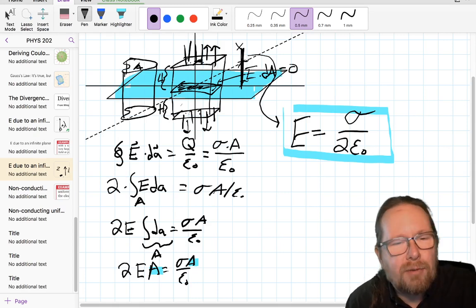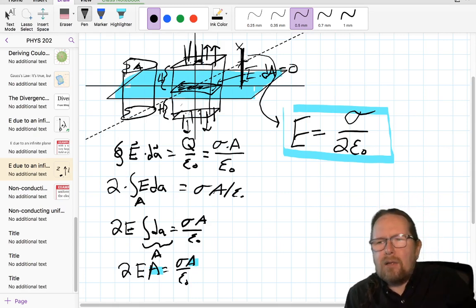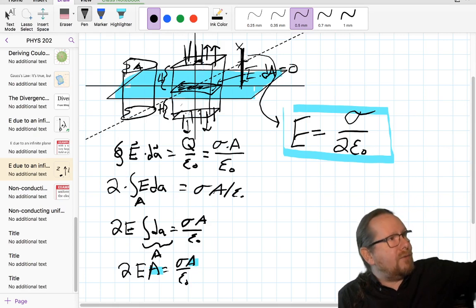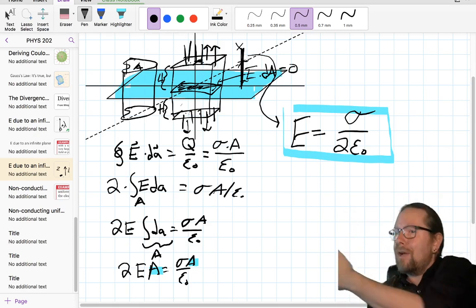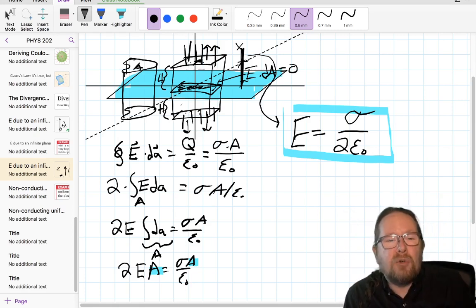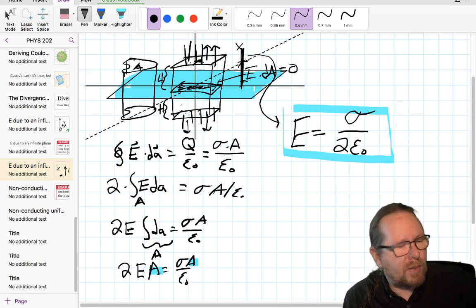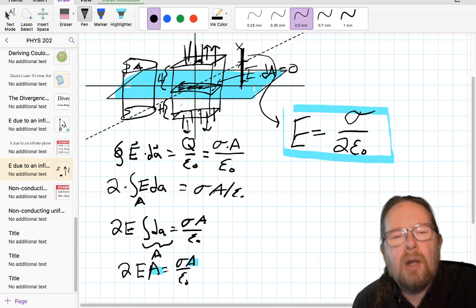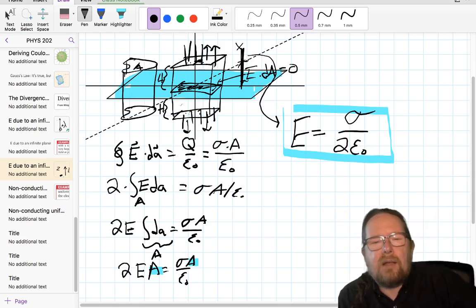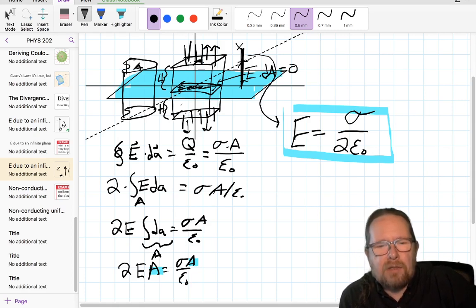think about it, an infinite plane looks the same no matter how far away you are from it. There's an infinite amount of charge in front of you. If you look all the way to the left, you see a charged plane. If you look all the way to the right, you see a charged plane. There's no difference from being close to an infinite plane and far from an infinite plane. So there's no reason that the electric field should depend in any important way on the distance.